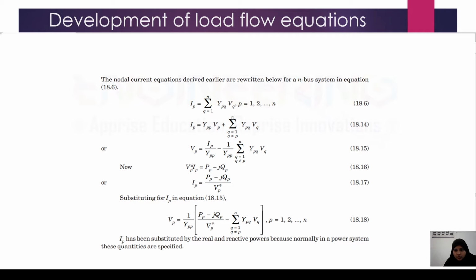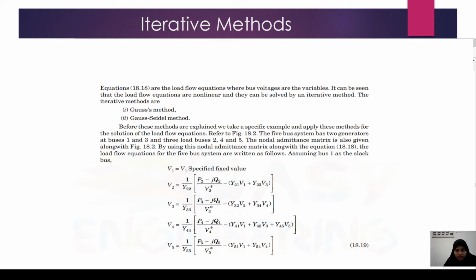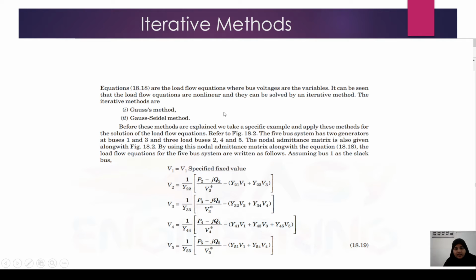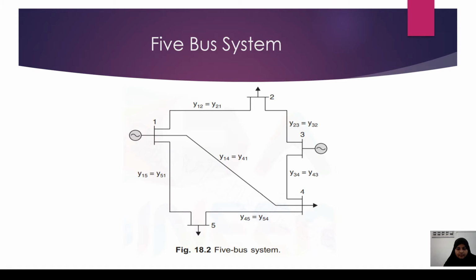Putting P is equal to 1, 2, 3 and so on, and Q is equal to 1, 2, 3, we are finding out the values of V2, V3, V4 and V5, because this is a 5-bus system. For a 5-bus system we get V1, V2, V3, V4 and V5. This can be applied to n number of systems. The system can be of 2 bus, 3 bus, 4 bus, 5 bus and so on.